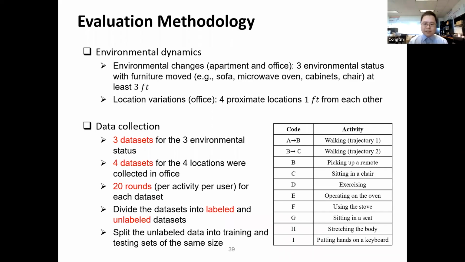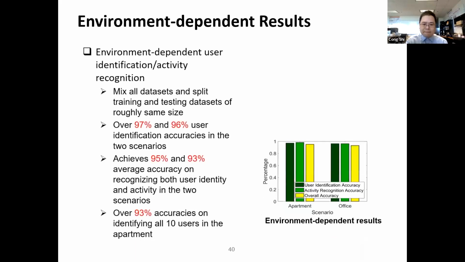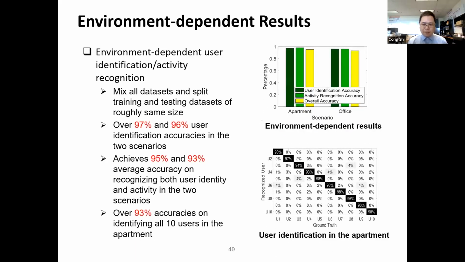We separate the collected dataset into source dataset and target datasets. The source dataset is used for training, and the target dataset is used for unsupervised learning. We first show the performance of our system on user identification and activity recognition with random split. This is an environment dependent result. Our system can achieve over 93% average accuracy on simultaneously recognizing both the activity and identity of the user. Furthermore, we find that our system can achieve over 93% accuracy on identifying individuals.